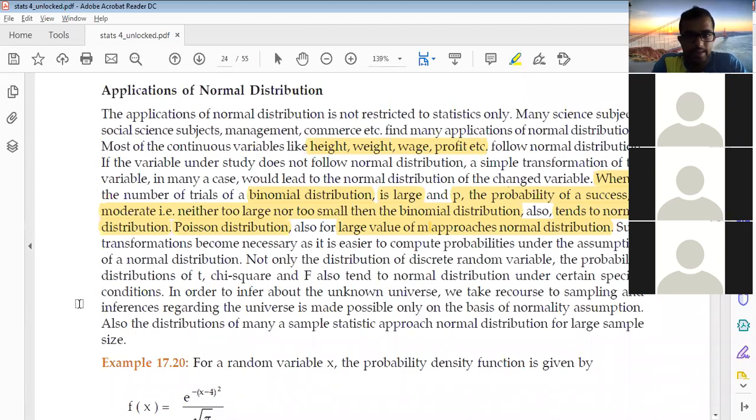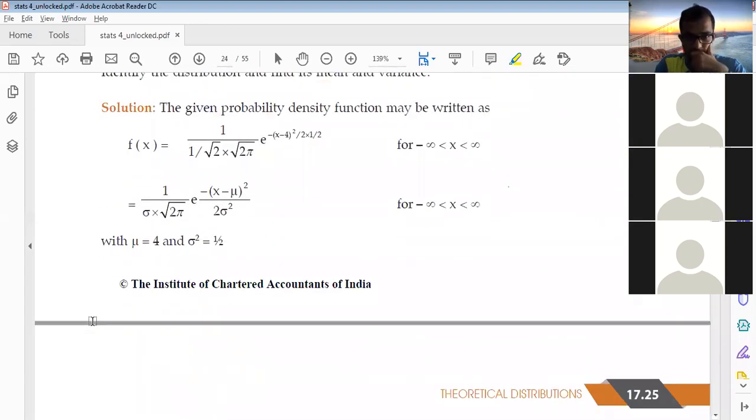Okay. Then they have given you all these distributions: t, chi-square, F. These you don't have, students. These are used for small samples. You don't have to study this at all, luckily. You will have it in a higher class also.